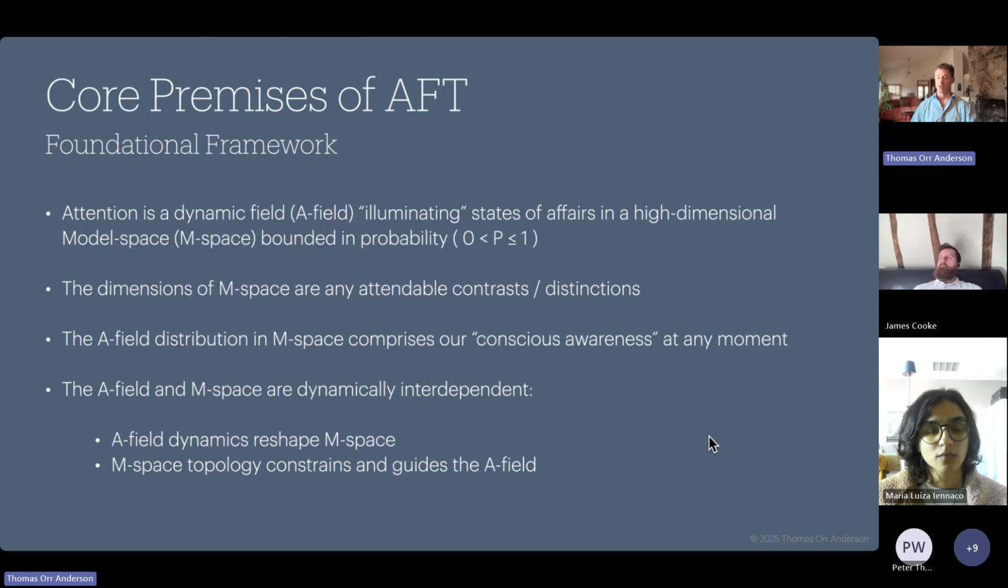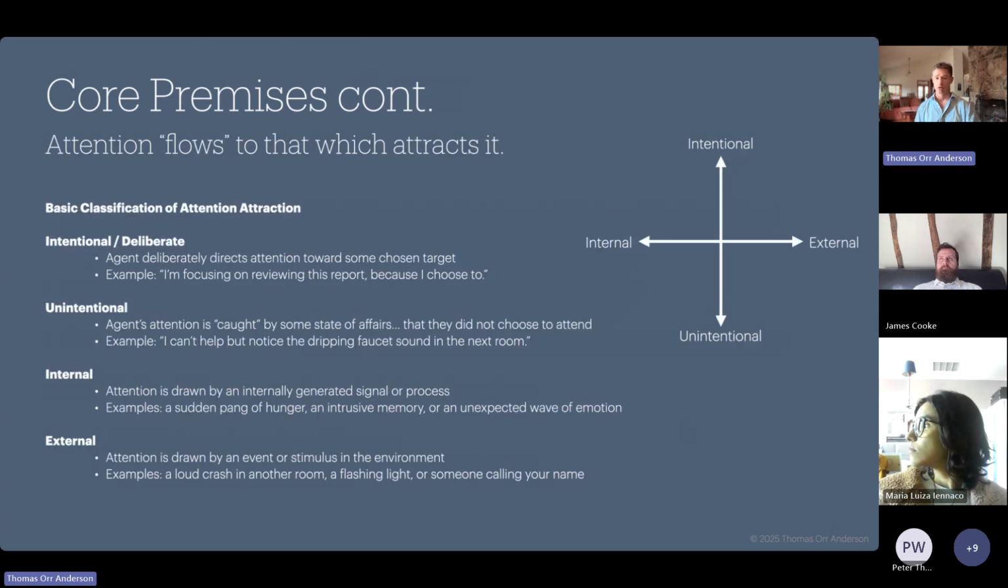Attention field dynamics reshape the space, and the space itself constrains and guides the attention dynamics, roughly in a sort of intuitive, metaphorical sense, somewhat like general relativity. I initially tried to frame all of this in a general relativistic way, but that proved to be intuitively pleasing but has some drawbacks and overly complicates things. And then the final core premise is that attention flows to that which attracts it. That attention is flow, and this space is guided by attention attraction.